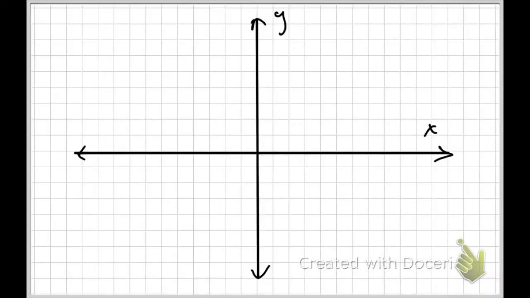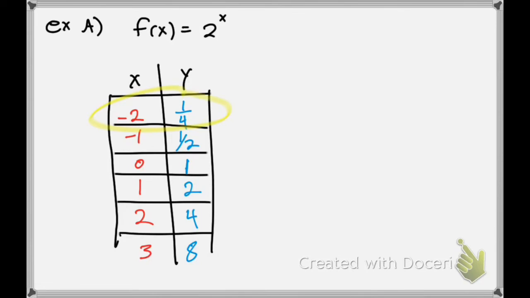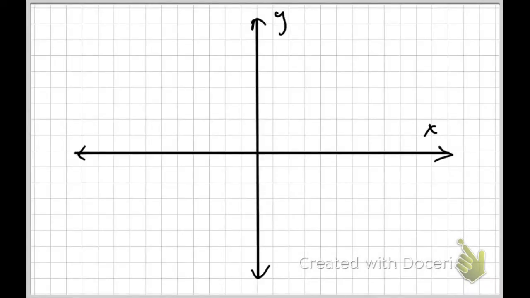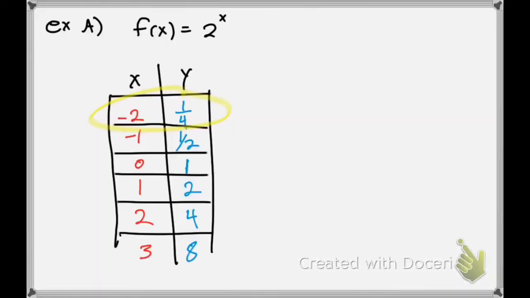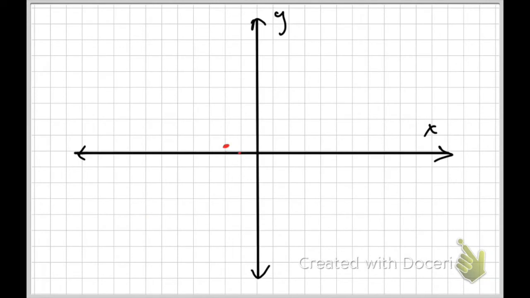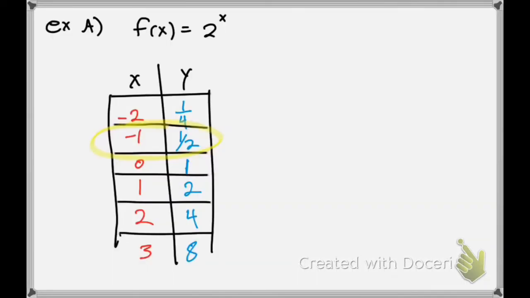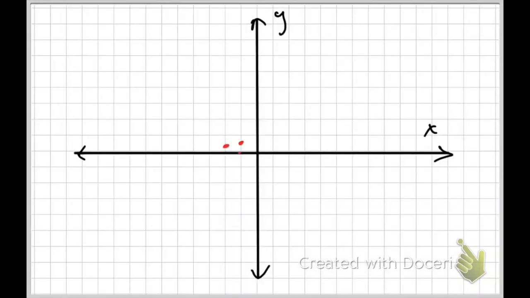So using my graph, we're going to be graphing our exponential function. My first coordinate is -2, 1/4, sorry. So I have -2. I'm going to go up 1/4, so right about there. Next coordinate, -1, 1/2. Next we have 0, 1. 0, 1 is right here.